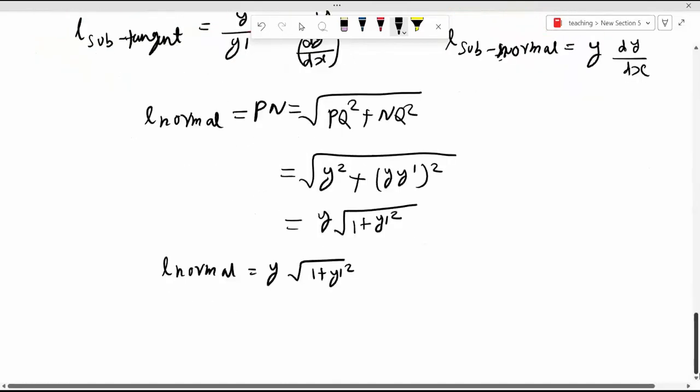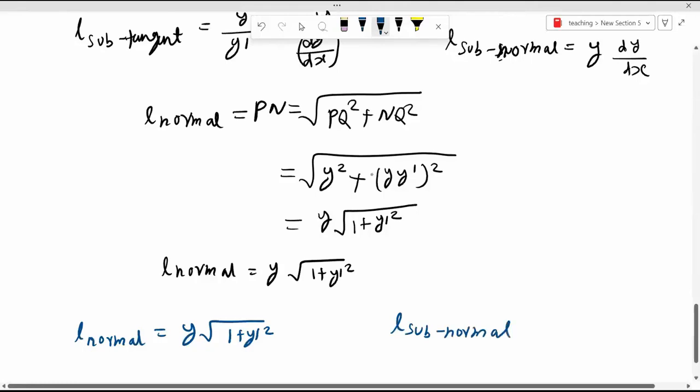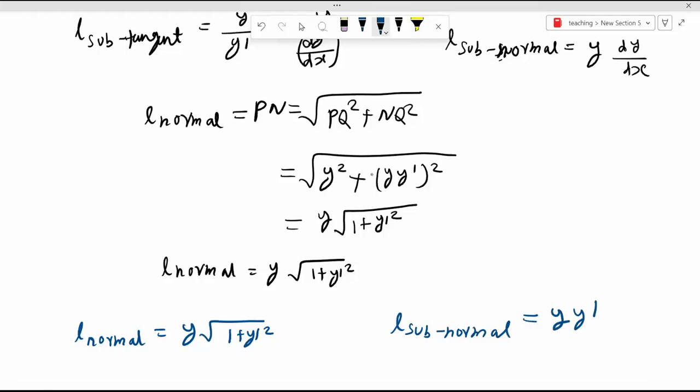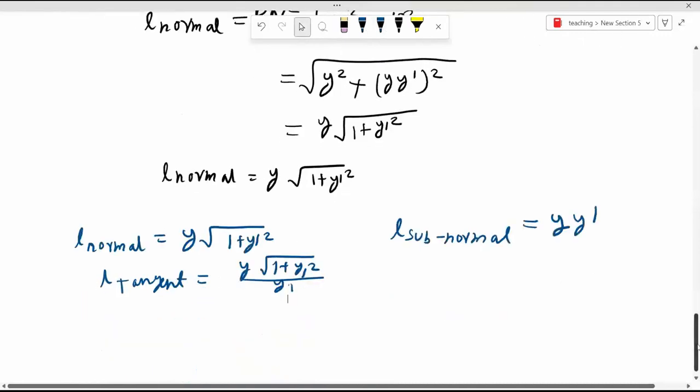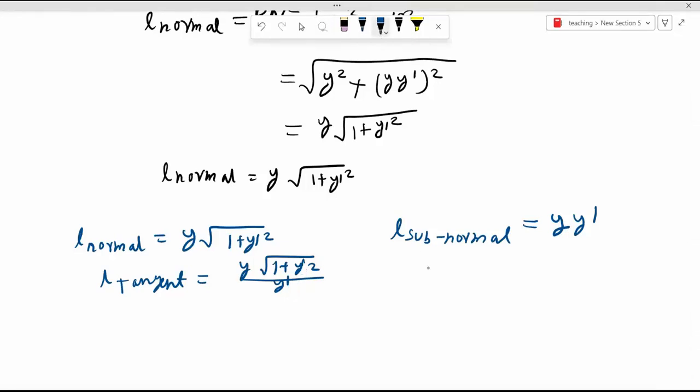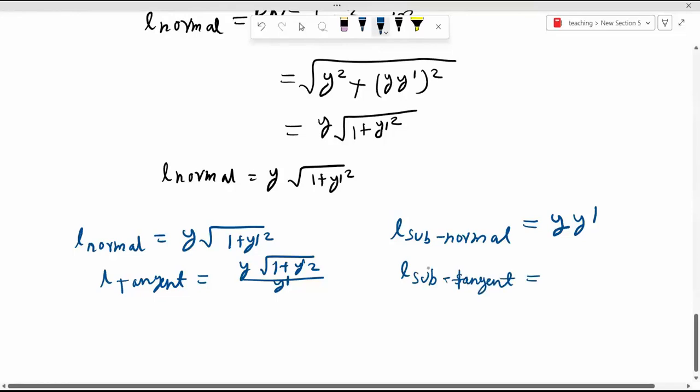So we get all these values. Let's list them down here. Length of normal is y under root 1 plus y dash square. Length of subnormal is equal to y y dash. Length of tangent is equal to y under root 1 plus y1 square upon y1, and y1 means y dash. We can write dy by dx as y dash or y1. We follow only one convention, so we write these as y dash. And length of subtangent is y upon y dash. This value we got.